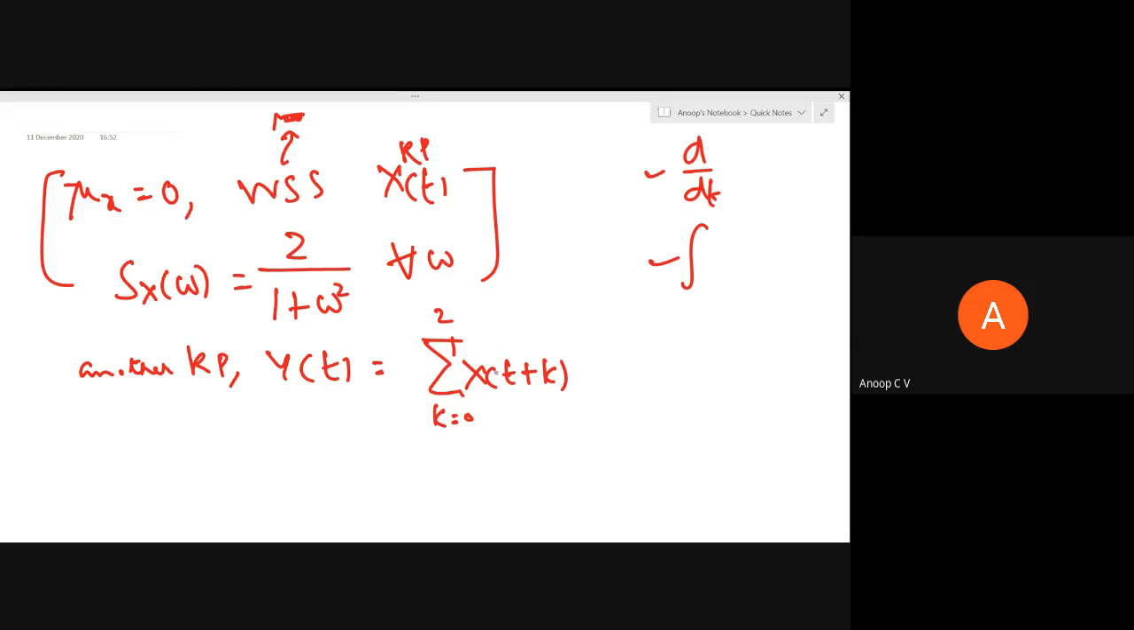Maybe we'll take this example. If possible, I'll solve some more questions in a group, and you can try and solve them as well. So y of t is the sum over k from 0 to 2 of x of t plus k. The question is, we have to find the variance of y of t.